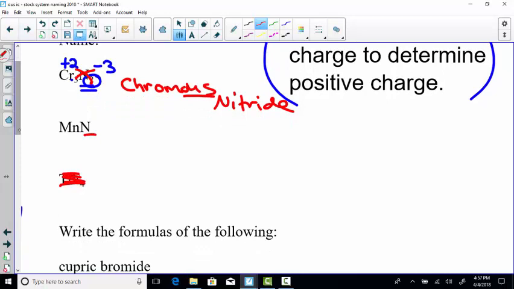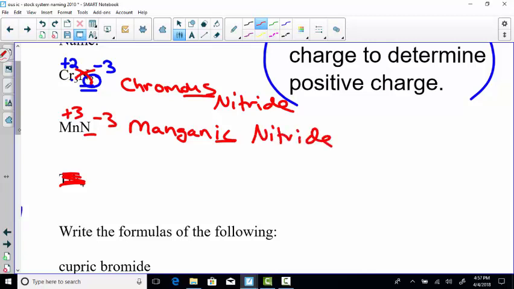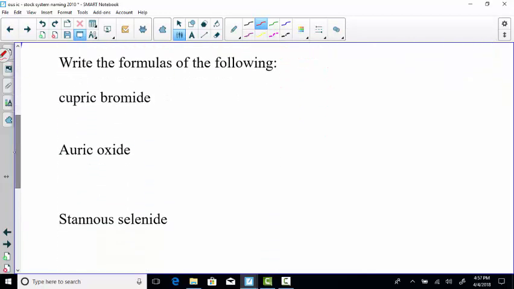So again, here's nitrogen. Nitrogen's a -3 charge. So that manganese must be a +3 charge. And so +3 is the higher charge. So this is manganese, I'm sorry, manganic nitride. Okay? But then you also have to be able to take the formulas and write the names.